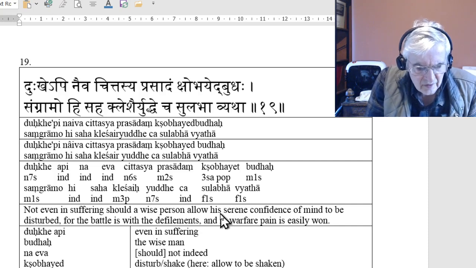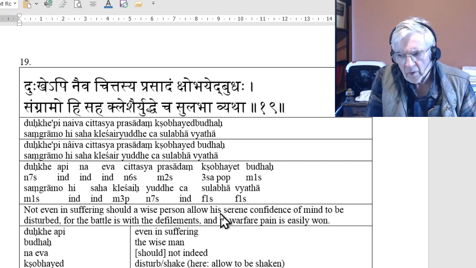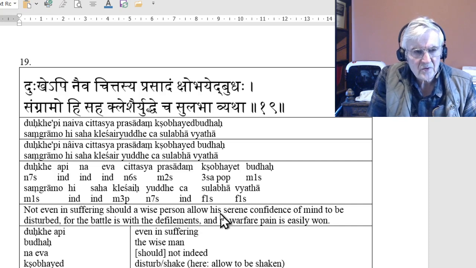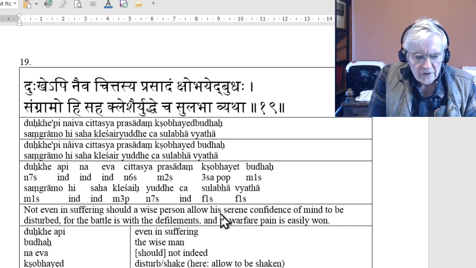This is just translated here as the wise man, wise person. Not necessarily even as great as wise, just an intelligent person. So the intelligent person, na kshubhayet prasadam.